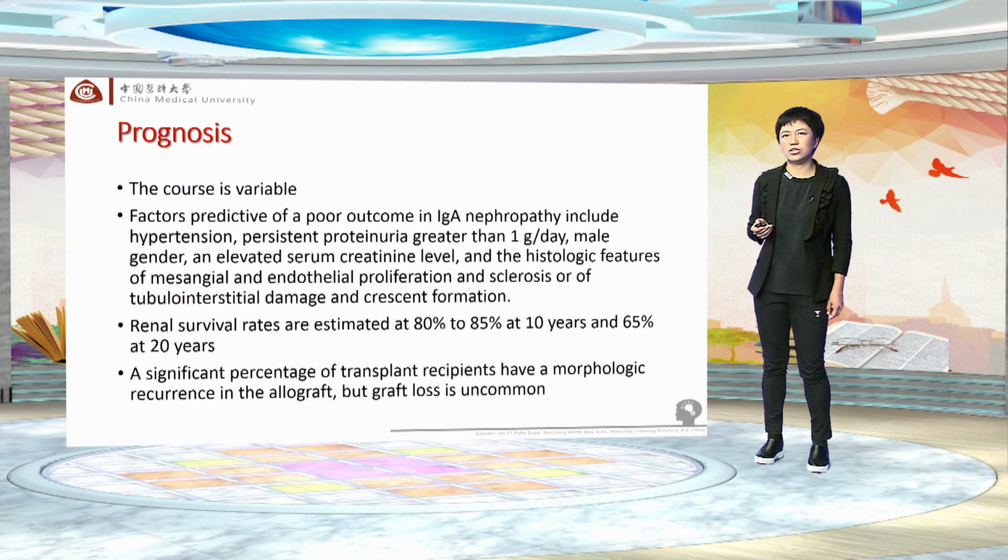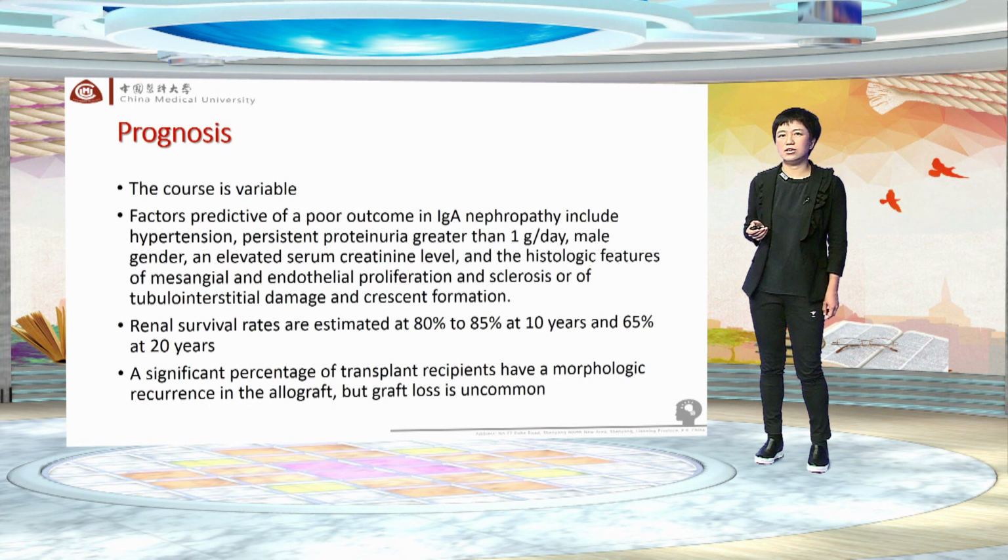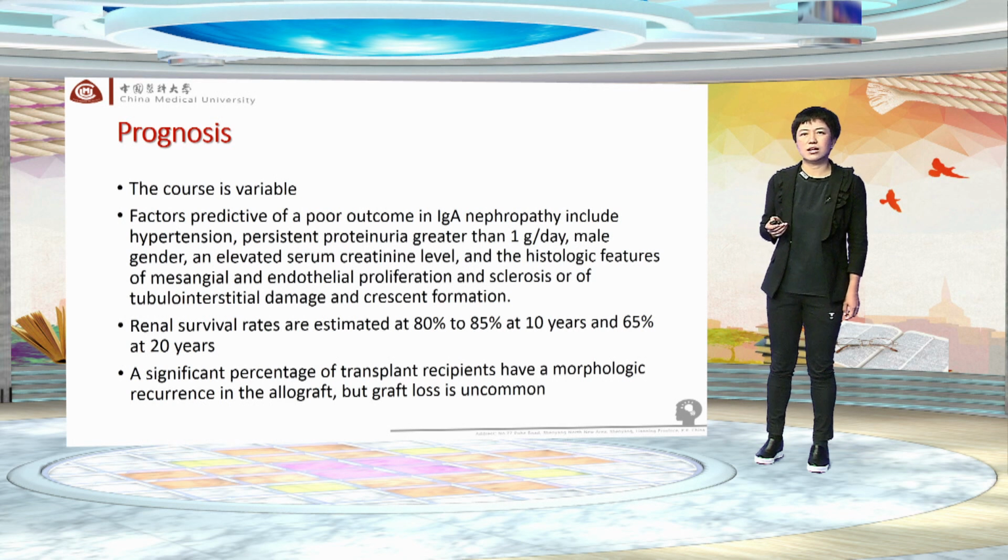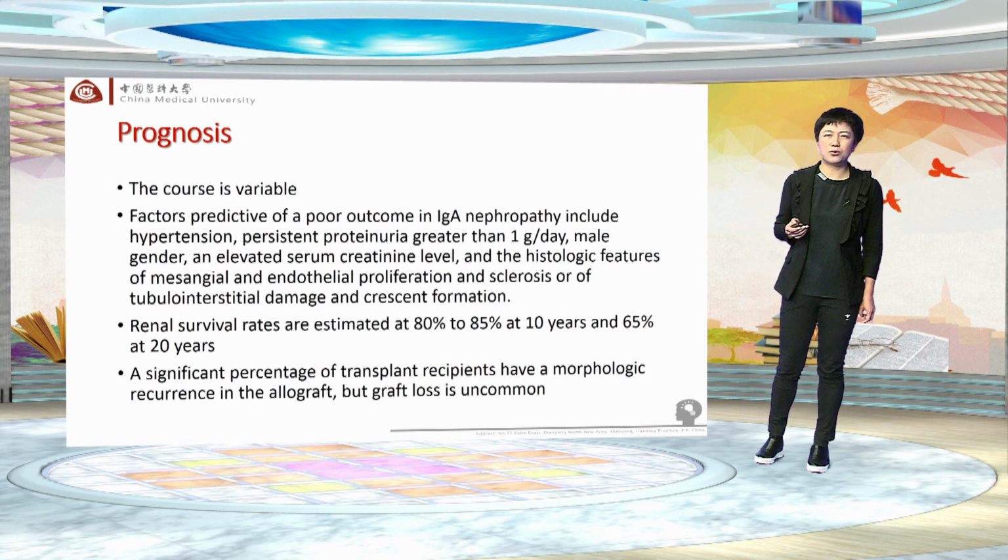Levels of galactose-deficient IgA and levels of autoantibodies against this galactose-deficient IgA correlate with renal prognosis. Renal survival rates are estimated at 80% to 85% at 10 years and 65% at 20 years. A significant percentage of transplant recipients have a morphologic recurrence in the allograft, but graft loss is uncommon.